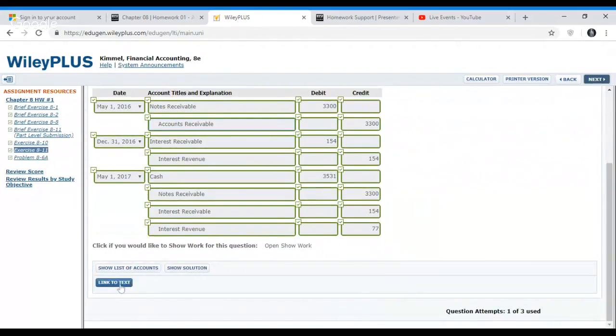The link to the text here was helpful for me. There's no corresponding video for this specific problem, but if you scroll through this section, right here, it gives you this same sort of problem where you have to find the cash, the notes receivable, your interest receivable, and interest revenue. It's just there in the link to the text. You have to scroll down a little bit, but it's the accrual of interest receivable. So that was helpful for me.